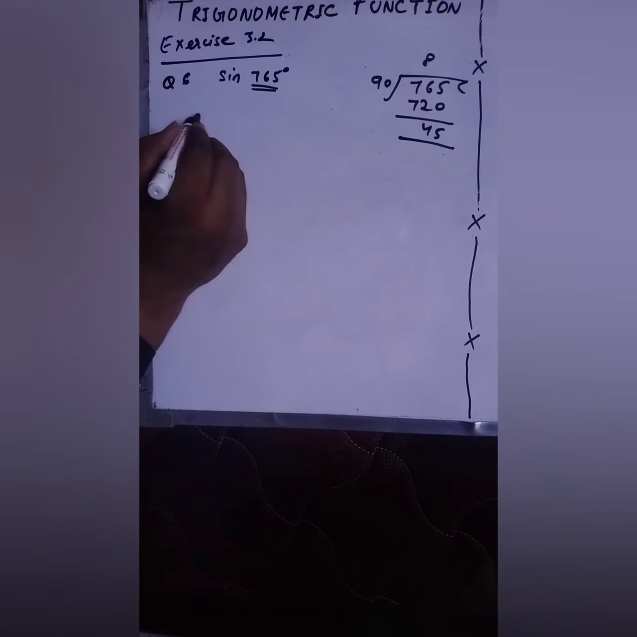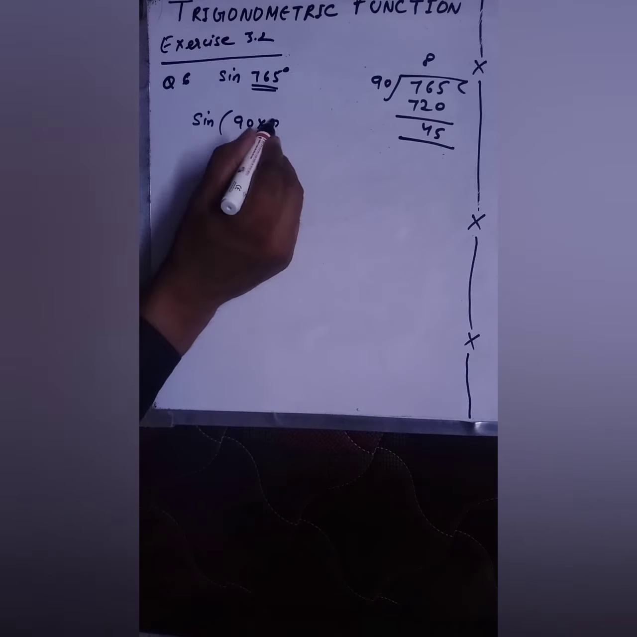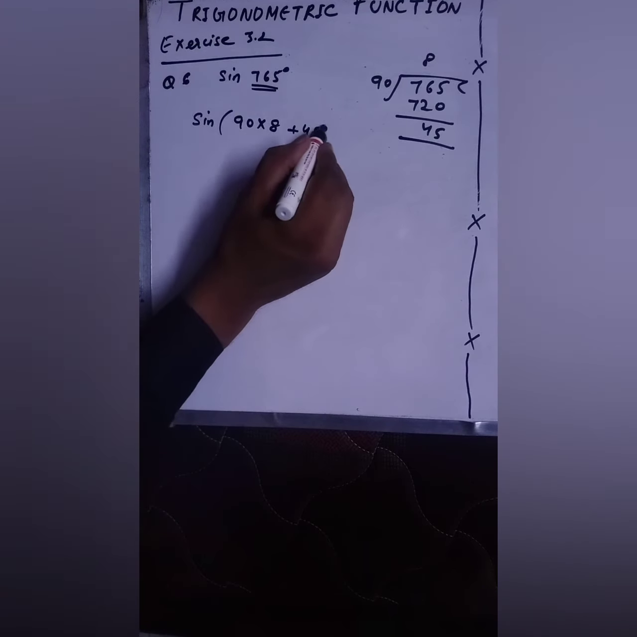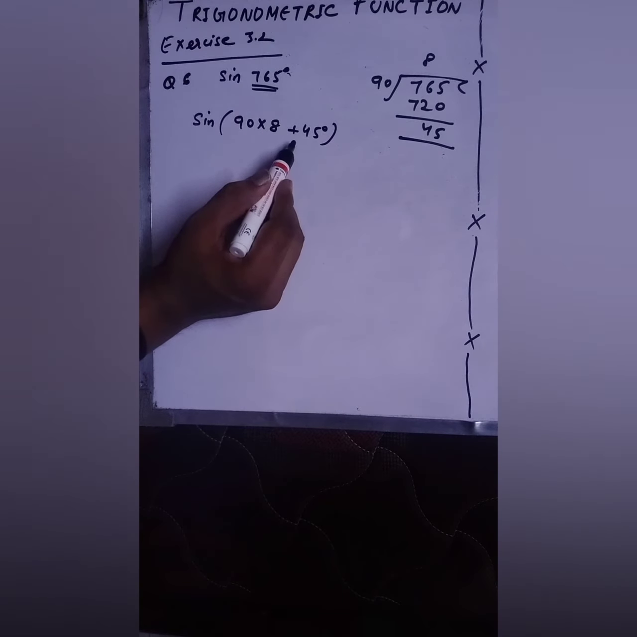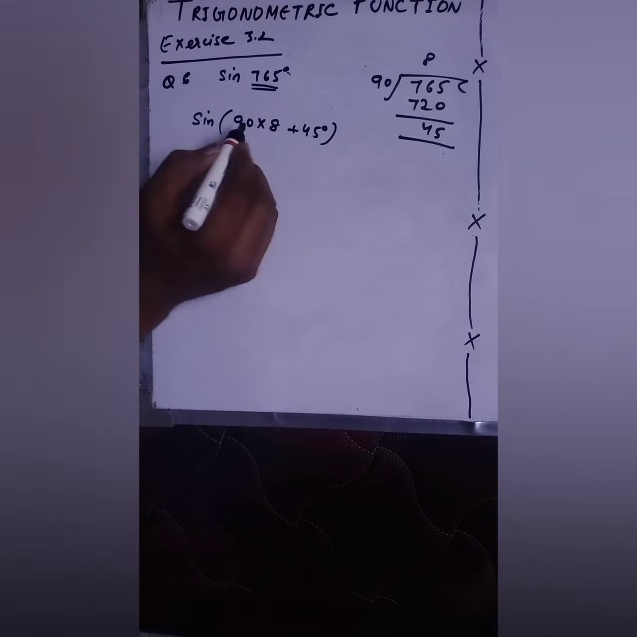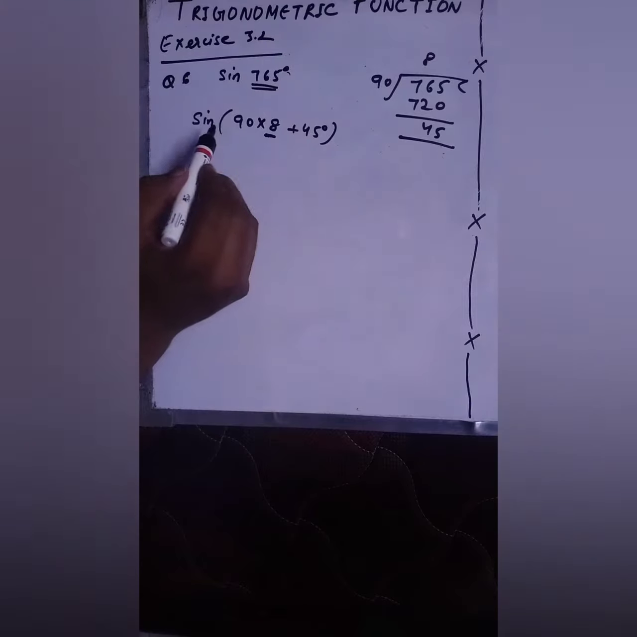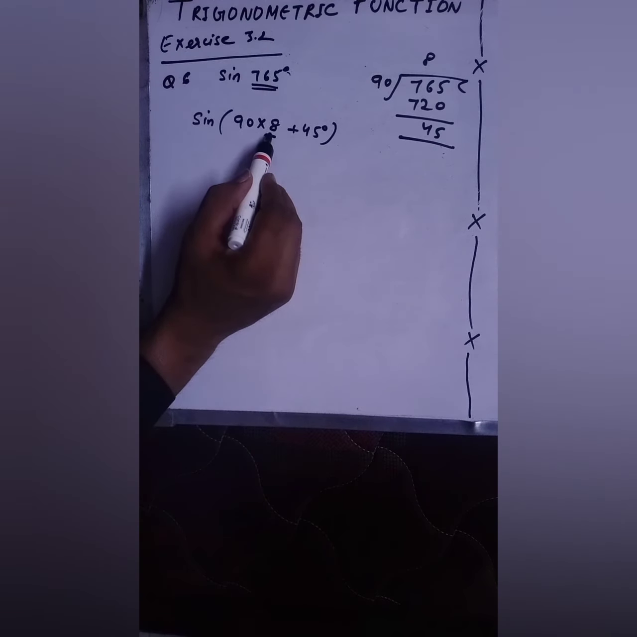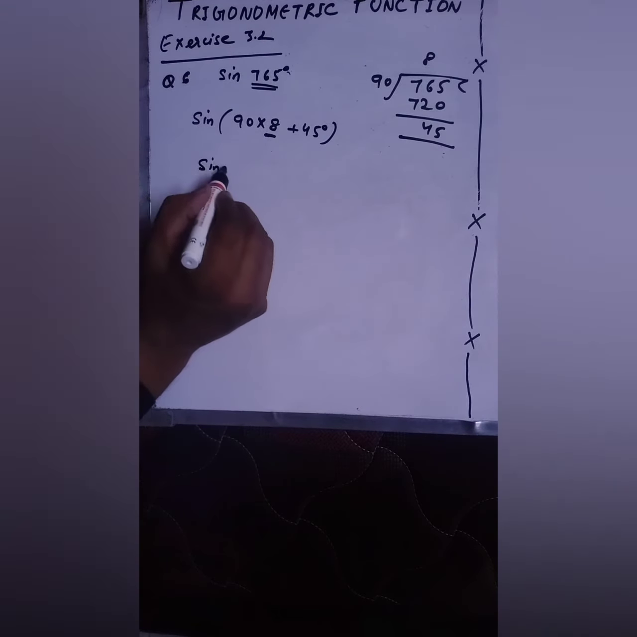See, this can be done as sine of 90 into 8 plus 45. I'm writing the angle in this form: 90 into 8 plus 45. If the multiple of 90 is an even number, please concentrate properly, then your sine will remain sine. Your answer will be sine 45.